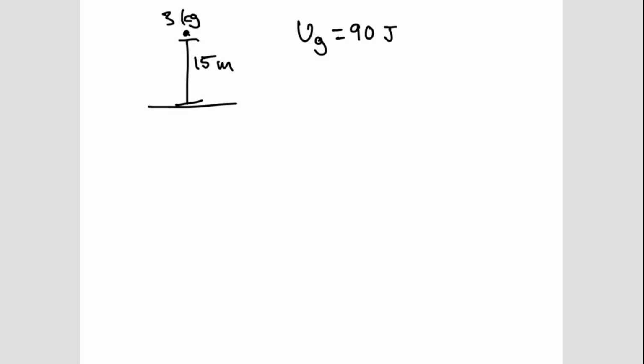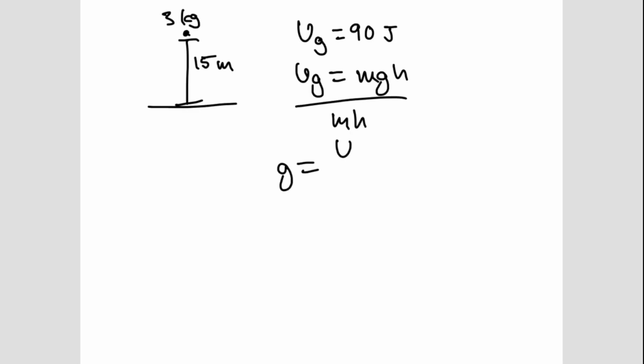All right, I'm going to assume you have given it a shot. So in this case, we have Ug, if you may remember, equals mgh. We have our m, we have our Ug, we also have our h, we don't have our g. So we could divide everything by mh, and we could get that g is equal to Ug over mh.